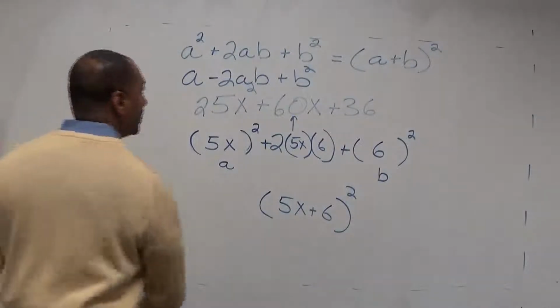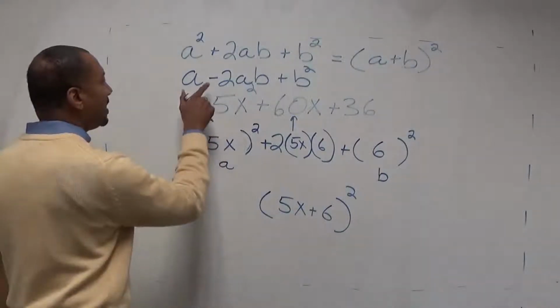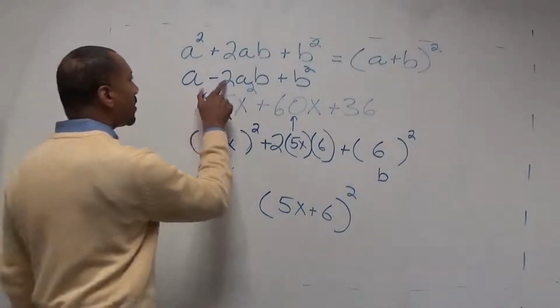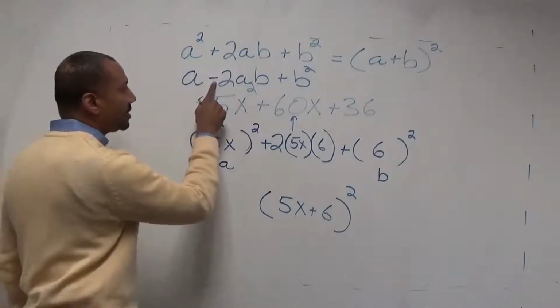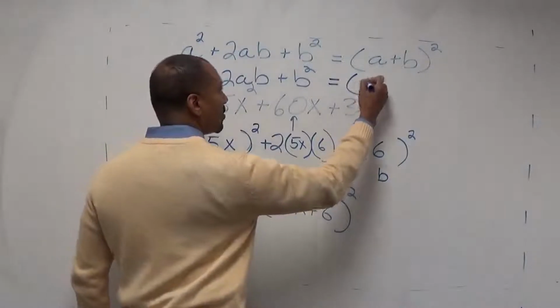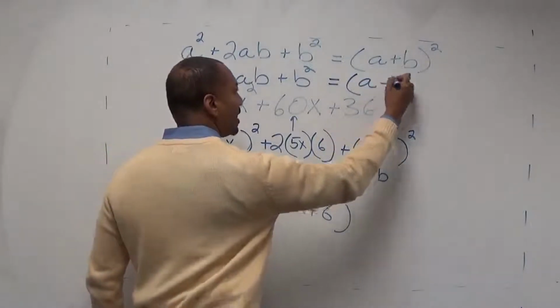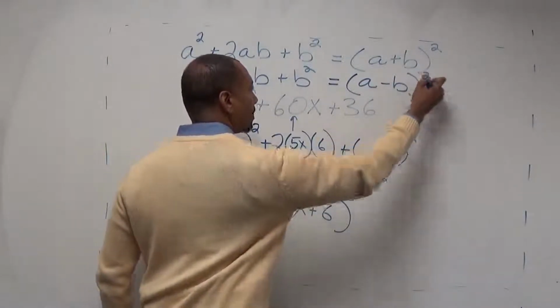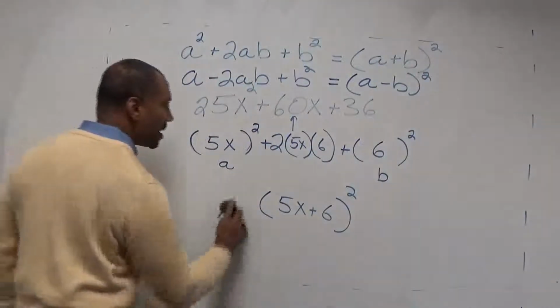Okay, so I was saying that if they give you a problem where your middle term is being subtracted, then your formula is actually going to be a minus b. So let's get another problem up here.